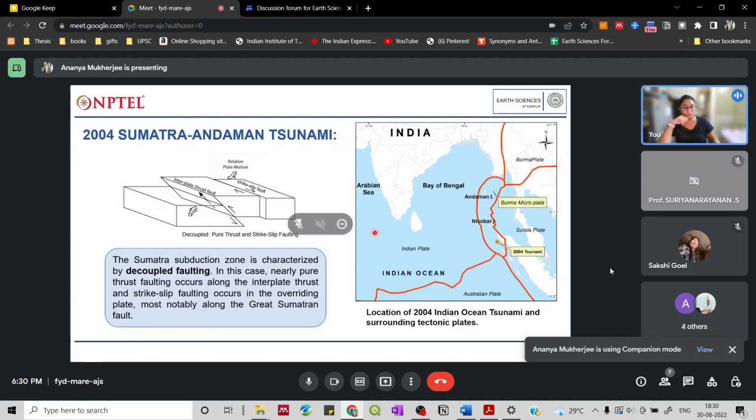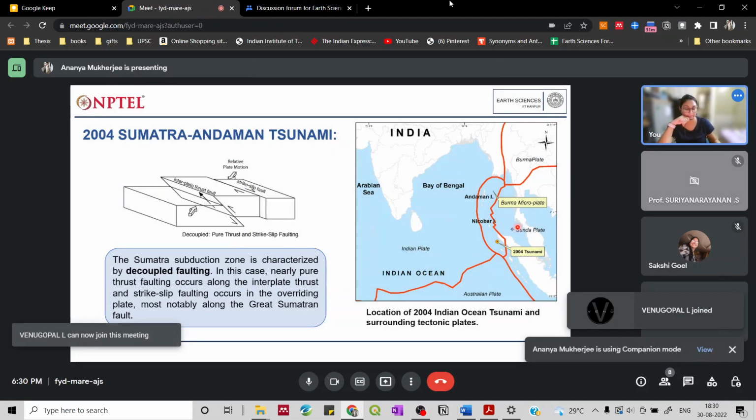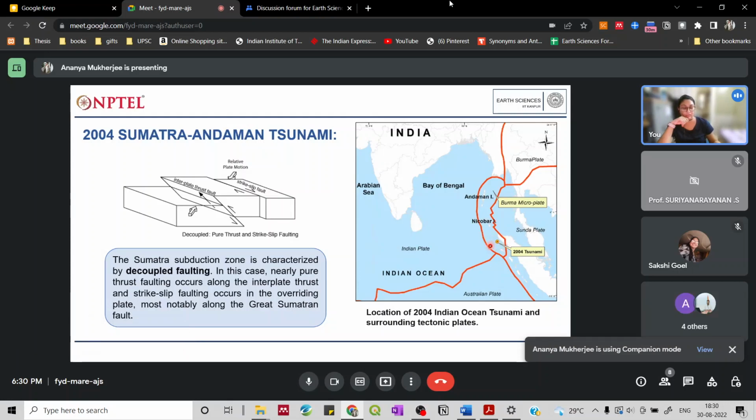you can see over here the red lines on the image to the right. The earthquake epicenter was marked over here, and the intraplate thrust happened. Suppose this entire thing was one plate. The thrust happened within this plate, and the strike slip fault happened along the plate boundary. So this is called decoupled faulting. That is, you have two different types of faults happening close by to each other, and the high magnitude that was observed for this earthquake was due to this.